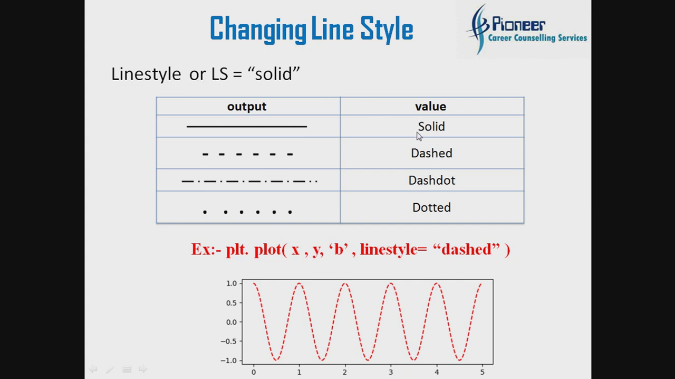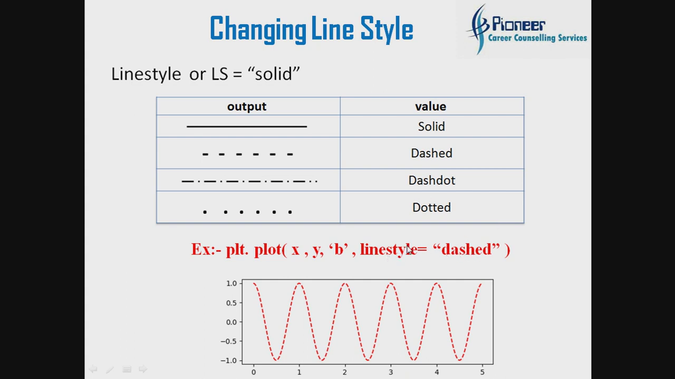So here is the example. I used the plot method with two arguments, x comma y, which are my data. Then comma b. B means I am asking for the blue color. Then linestyle equals dashed. So this is the output; I am just showing the line style in that. You can specify linestyle equals dashed, linestyle equals dashdot, or linestyle equals dotted. According to your style you will get the output. Move to next slide.